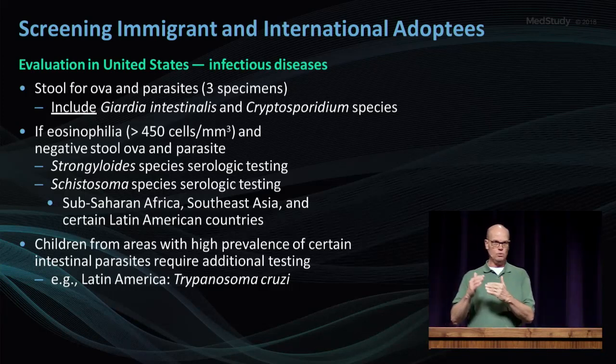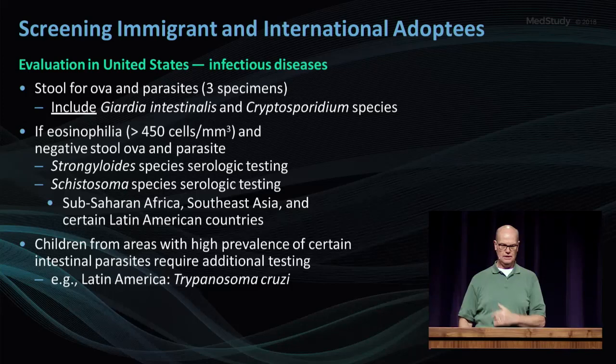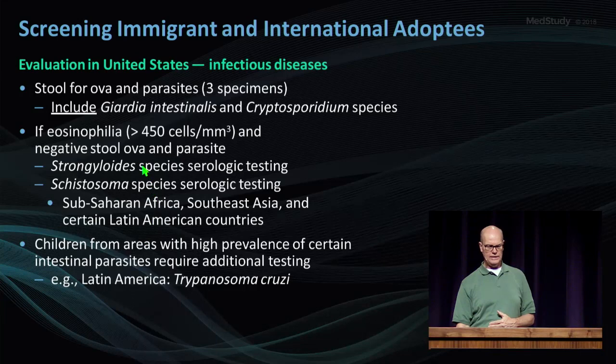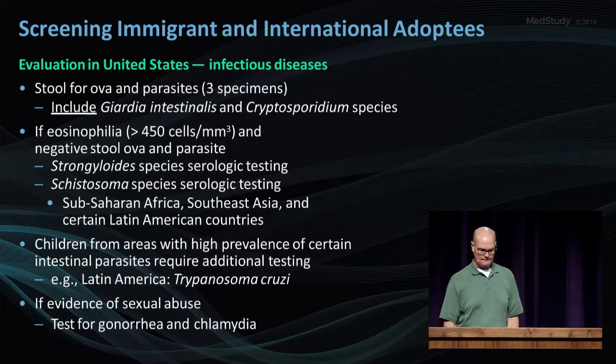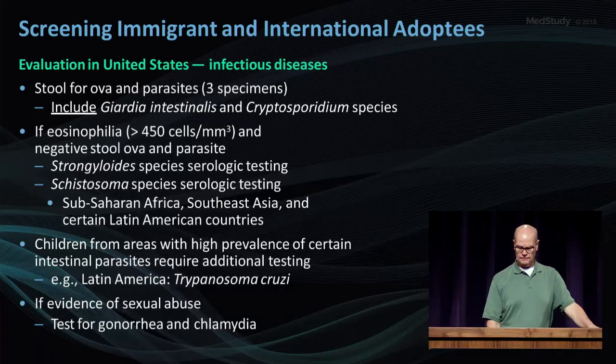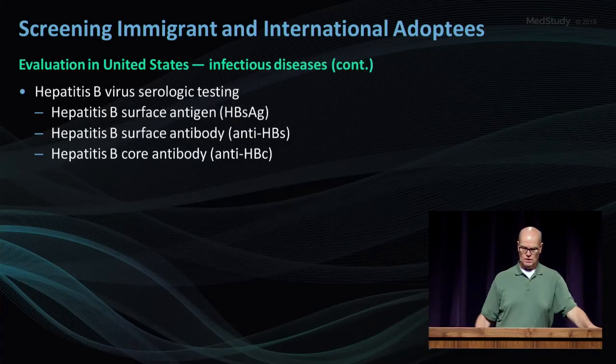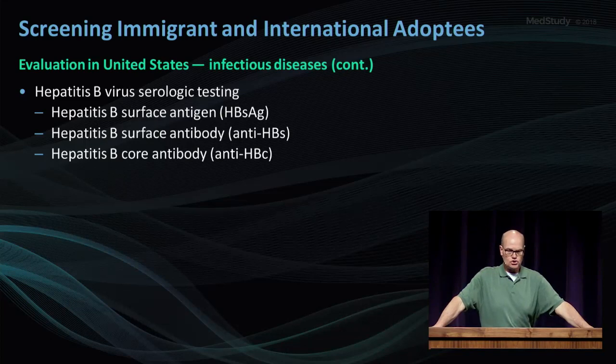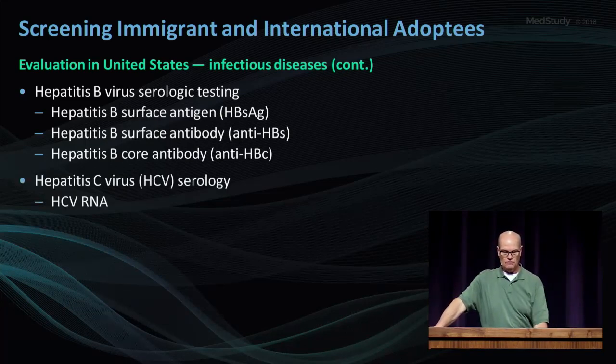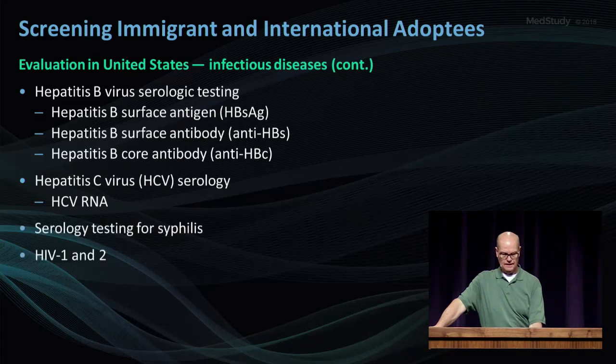For your boards, I would be familiar with the recommended testing to include stool. I would not worry about getting so specific that you have to remember these various things. And obviously, test appropriately if there is evidence of sexual abuse. Evaluation is also recommended for all children for hepatitis B, for hepatitis C, for syphilis, and for HIV. So again, it's a very complete evaluation.